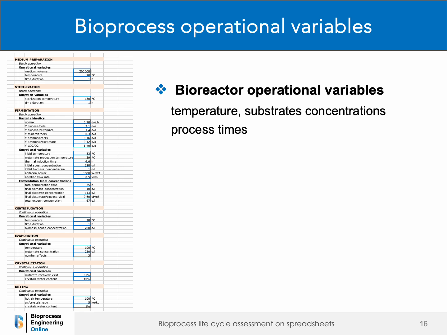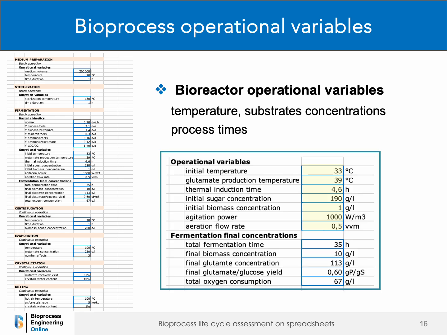In enzymatic or cellular biotransformations, additional bioreactor operational variables influence the operation of the process, notably temperature, substrates concentrations, and process time. For example, for the batch glutamate fermentation, it is necessary to specify the initial sugar concentration, the thermal induction time for glutamate excretion, as well as the fermenter agitation power and aeration rate.